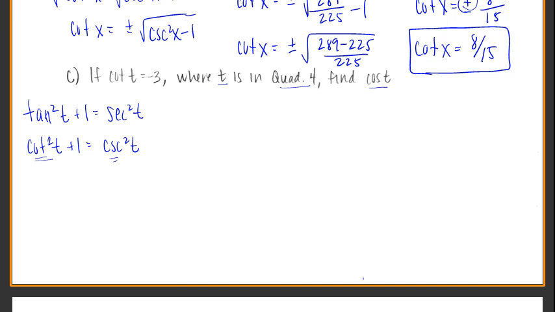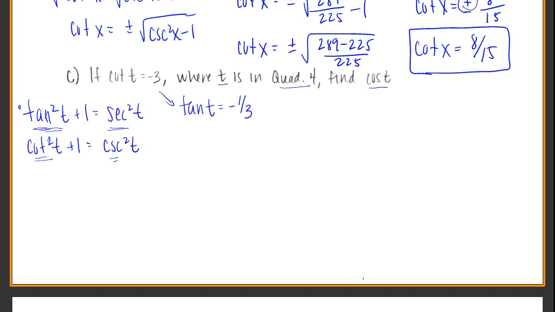Or, let me think here. If we try this top one, do I know tangent if I know cotangent? Well, cotangent and tangent are reciprocals. So this tells me that tangent of t is the reciprocal of negative 3, which is negative 1/3. And if I know tangent of t, it can give me secant, and secant is the reciprocal of cosine. So now that I'm thinking about it, why don't we just go with this first one right here? It'll be one step faster at least.